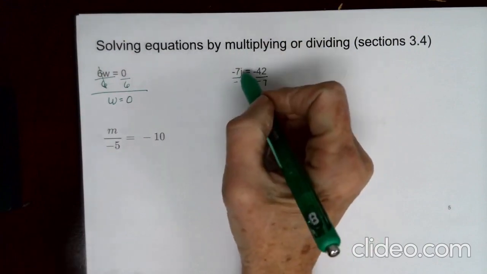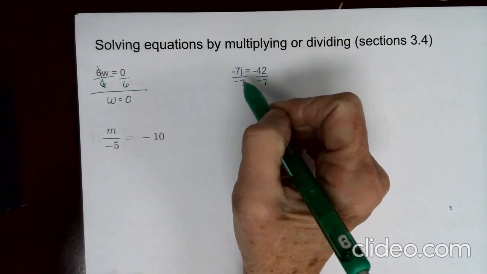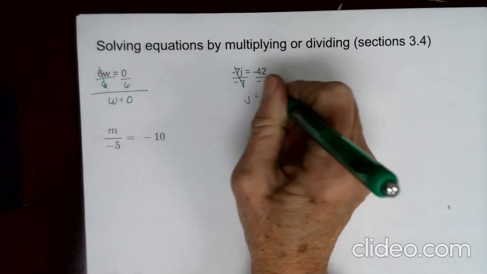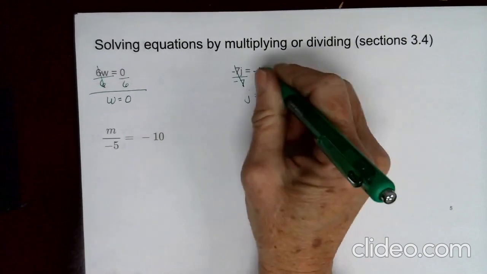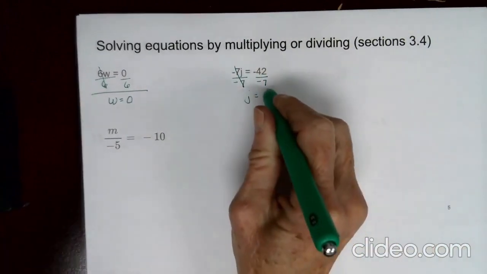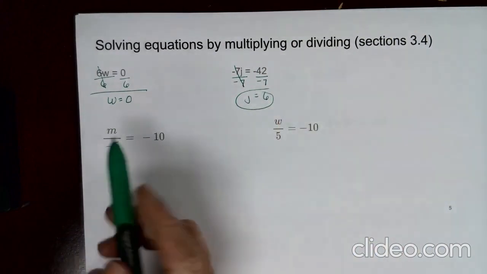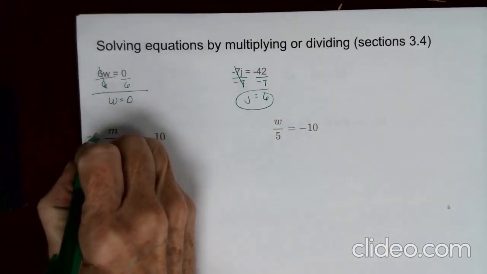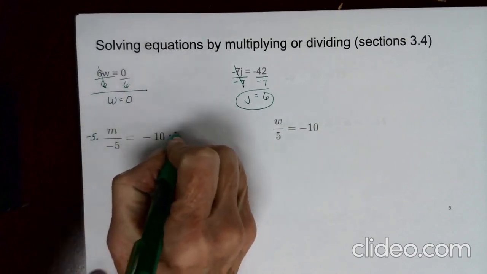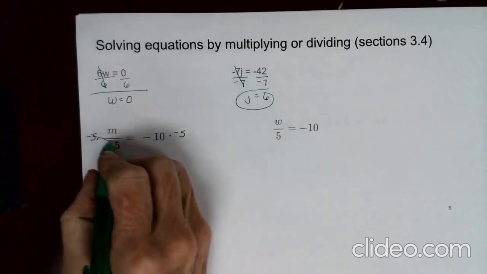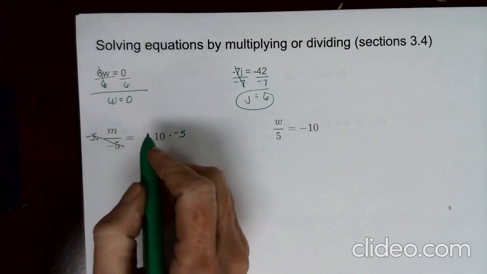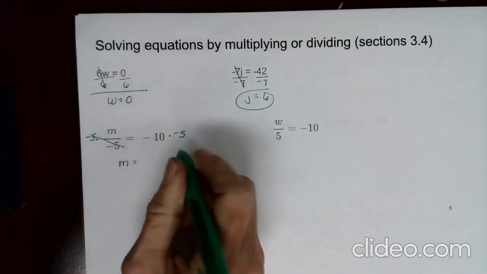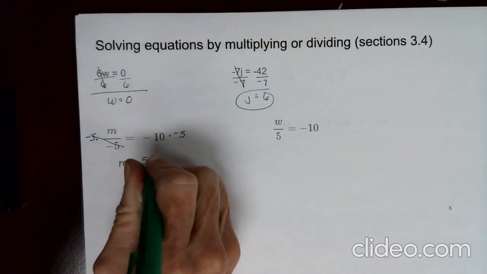You are dividing or multiplying by the exact number you have. So if you have a negative 7 that's multiplied, you have to divide by a negative 7 as well. So I get J is equal to a positive 6, because a negative divided by a negative is a positive. Now down here you see that they are divided. So the way that you get rid of something that's divided is that you multiply. If I'm multiplying and dividing by the same number, they're equal to 1. So I have a 1m is equal to a positive 50 here.